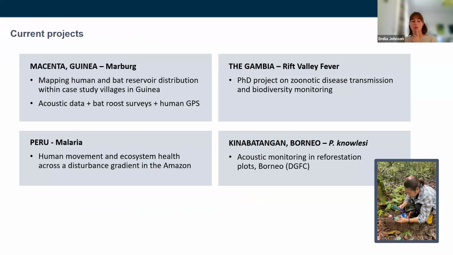So that was a bit of a whistle-stop tour. These are the current projects that my collaborators have on. So in Guinea, in the centre, there's a project looking at Marburg, so they're mapping human and bat reservoir distributions within case study villages, and using acoustic data in conjunction with bat roost surveys and human GPS studies. The Gambia, same for Rift Valley fever, which is more of a livestock disease, malaria in Peru, and the Kinabatangan in Borneo, again looking at overall biodiversity in the reforestation plots, but also how this translates to disease risk.